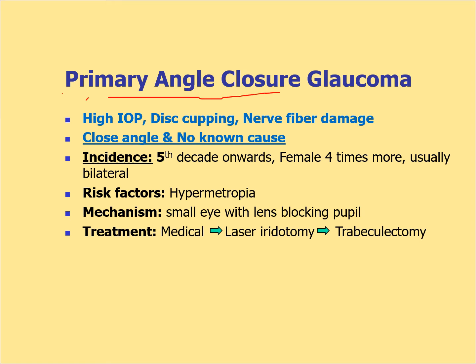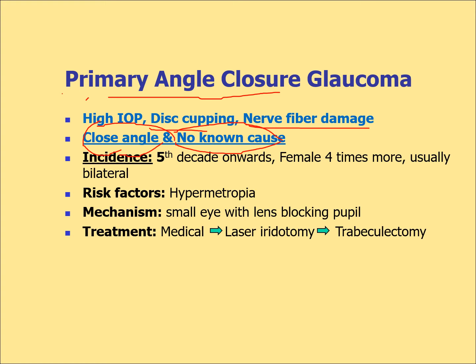To diagnose a patient with primary angle closure glaucoma, you need to have the basic things like high intraocular pressure, disc cupping, and nerve fiber damage, which is detected with the visual fields and OCT. Then the patient needs to have a closed angle and no known cause for the closed angle. That's why you label it as primary, because there is no known cause.